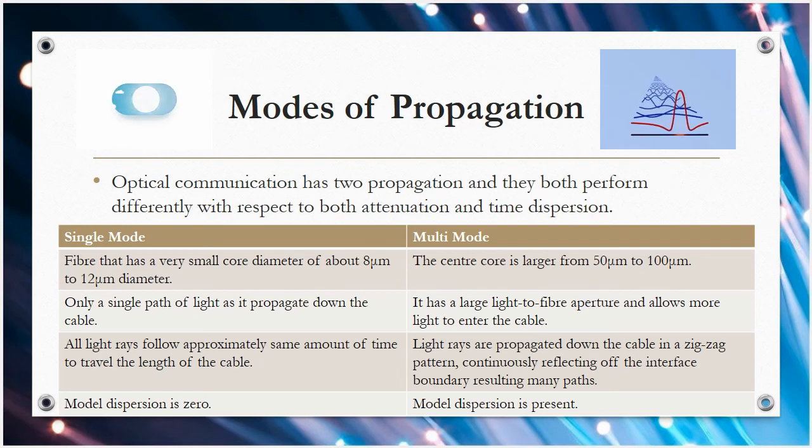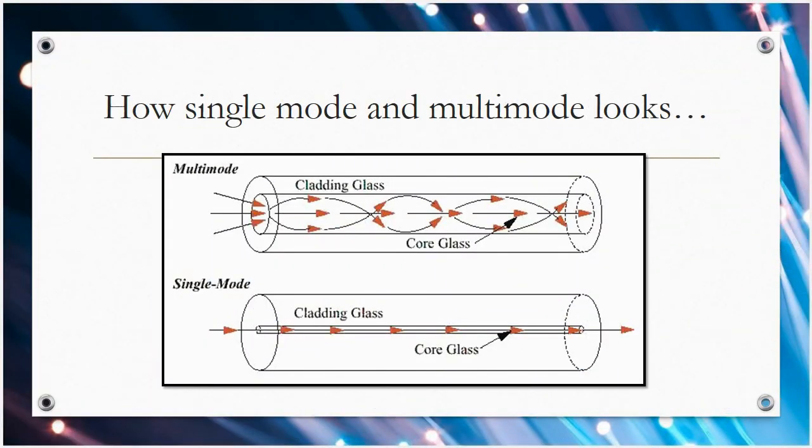As for number 2, the multi-mode, the center core is larger, from 50 micrometers to 100 micrometers, and it has a large light-to-fiber aperture and allows more light to enter the cable. The light rays propagate down the cable in a zigzag pattern, continuously reflecting off the interface boundary, resulting in many paths and making modal dispersion present. The image shows how single mode and multi-mode look.